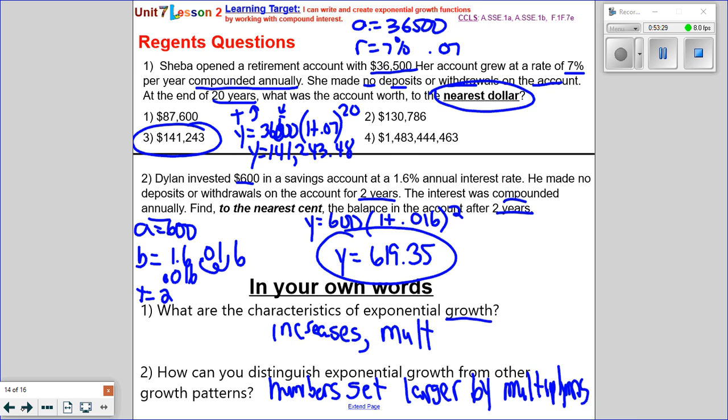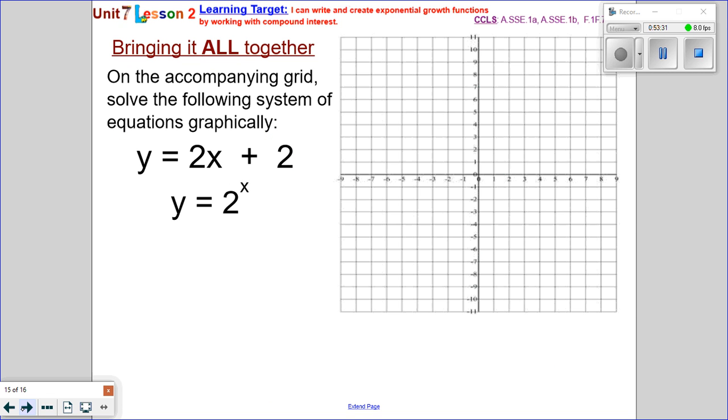All right, go ahead and take your graphing calculator out and graph both of these functions on the same graph. Press pause now.